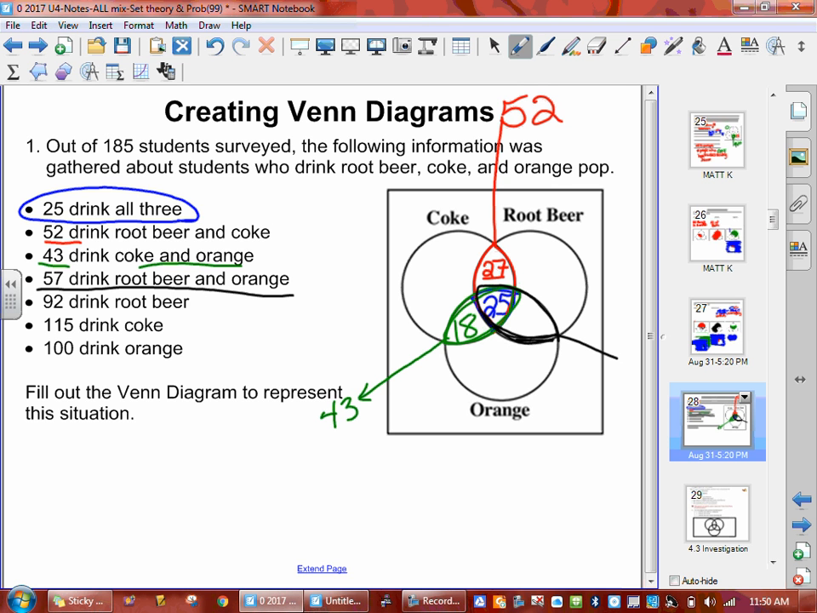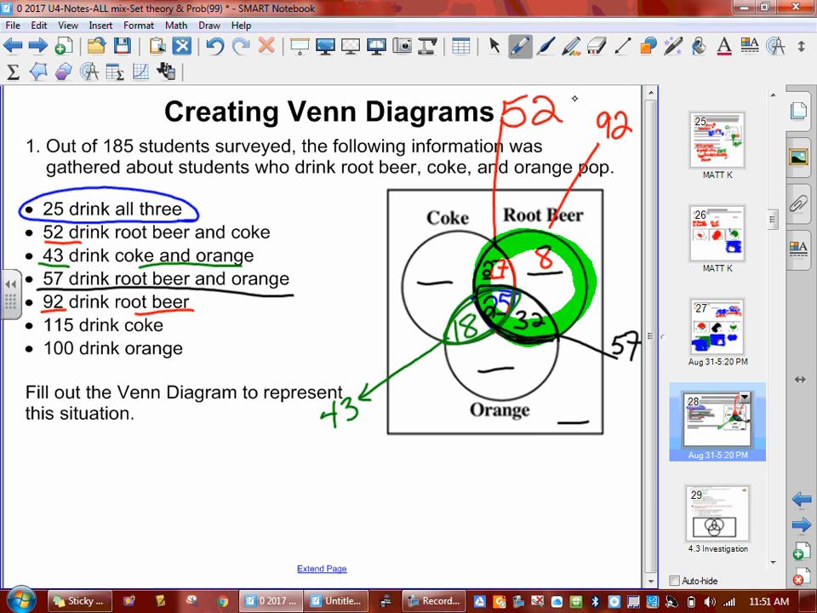Now we've got 3 regions left and the outlier. We have to find out if there's an outlier or not. We're not sure. So, it tells us 92 drink root beer. So that means this whole circle has to add to 92. Well, if we know 3 of the 4 numbers out of 92, we just subtract. So we're going to take 92 and subtract the 3 regions in the root beer, and we're going to get 8 left over. So all of the numbers in the part that I'm going to outline right now, all of these numbers have to add to the 92 total. Okay?